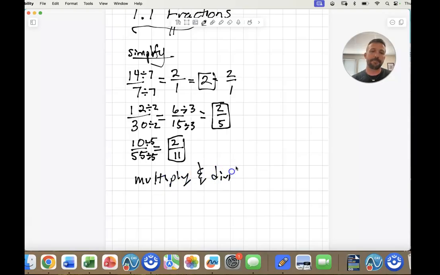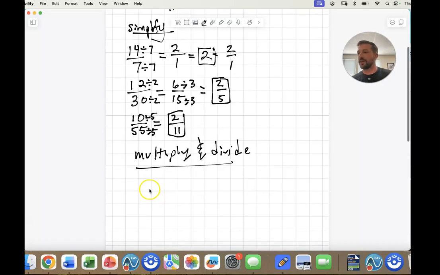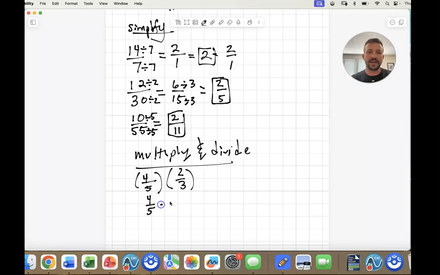Okay, let's check it out. Multiply and divide. Okay, first one I want to start with. Now, these ones are super easy, okay? 4 over 5 times 2 over 3. Now, you might write it like this. You could also write it like this, okay? 4 over 5 dot 2 over 3. That just means simplify as well, right? So both of these are the same exact question.